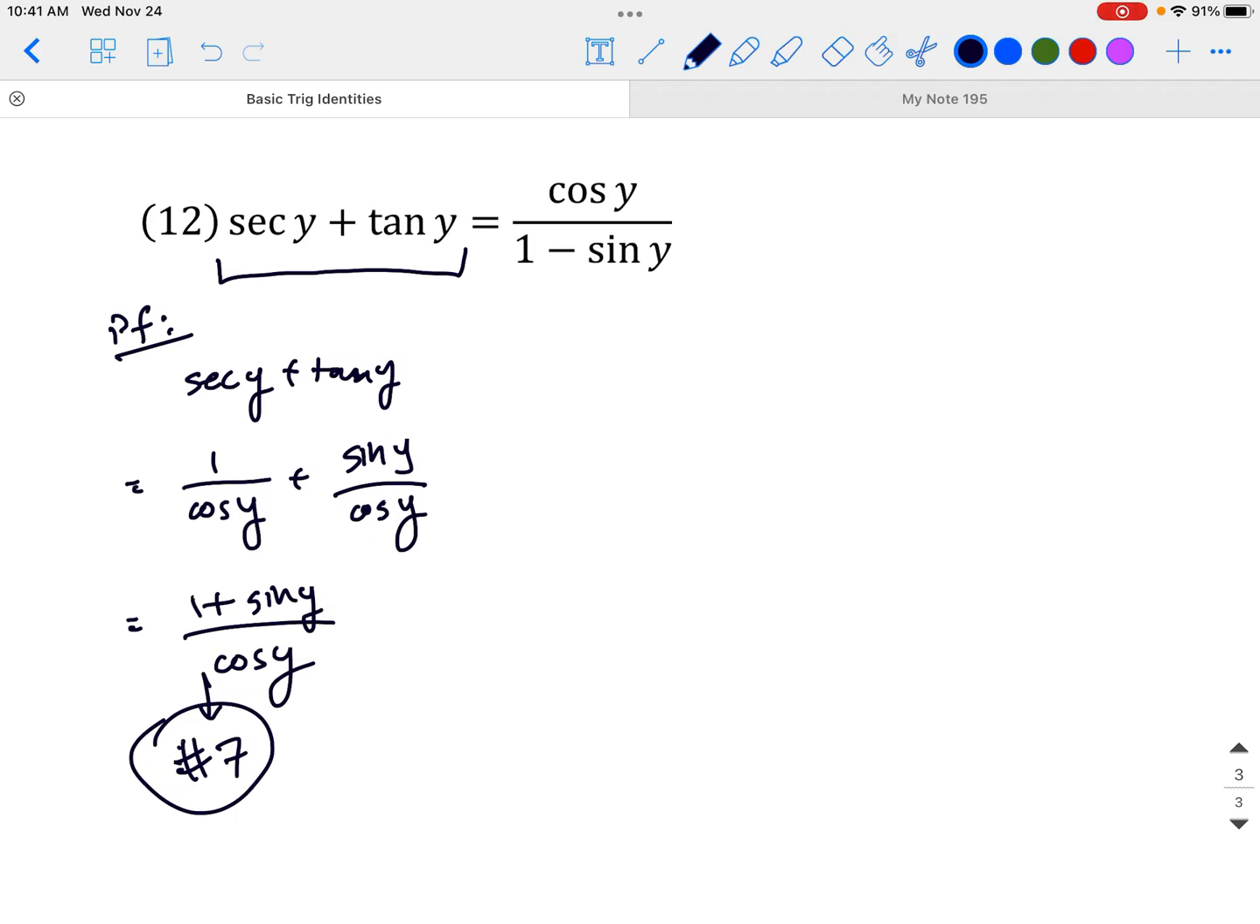But you might wonder, well, what if we started with the right-hand side? So you might try that. Maybe just challenge yourself a little bit in reverse.